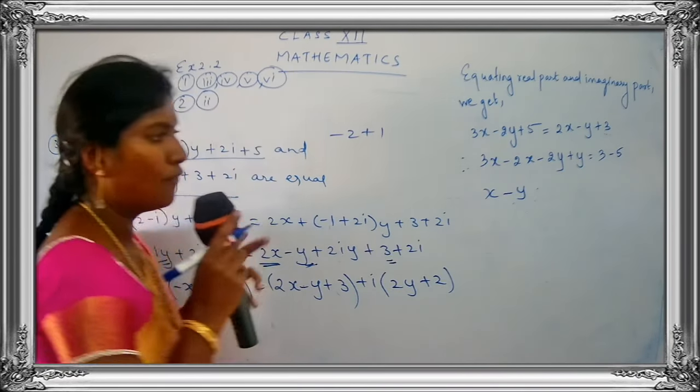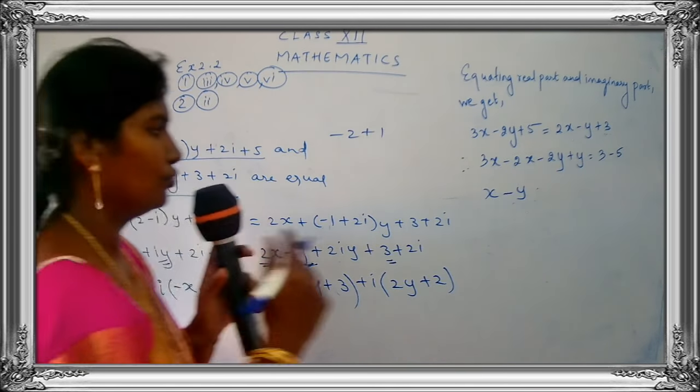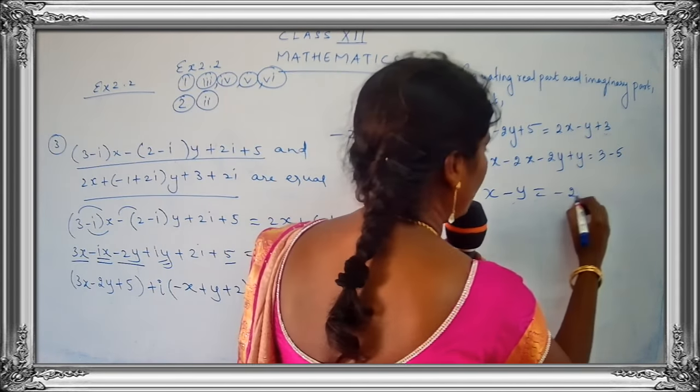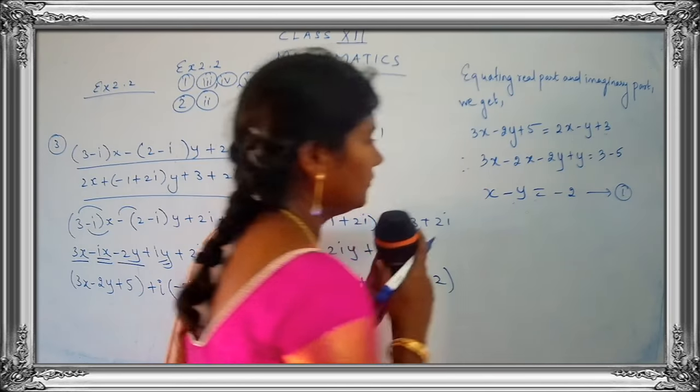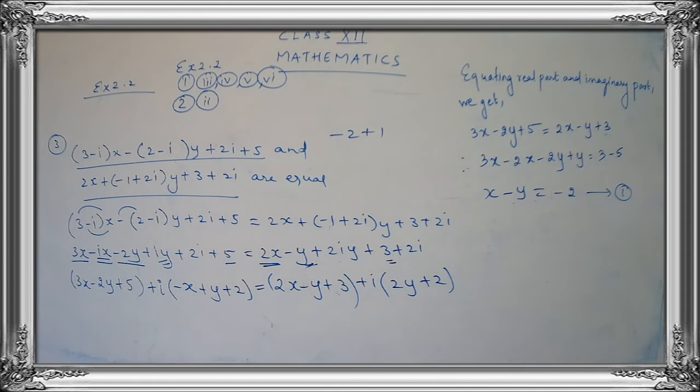The variable is y. So for 1 I can just write y. 1y and y is the same. So x minus y is equal to minus 2. So this is your equation 1. So we get x minus y is equal to minus 2. So put that equation as number 1. Let's go for the next one.